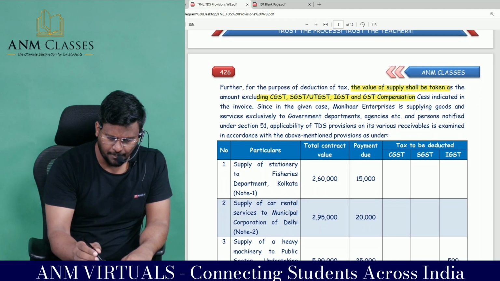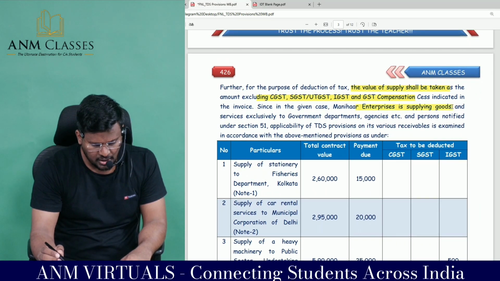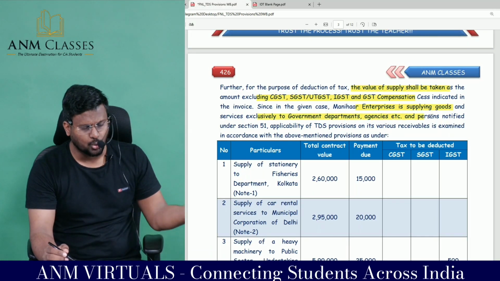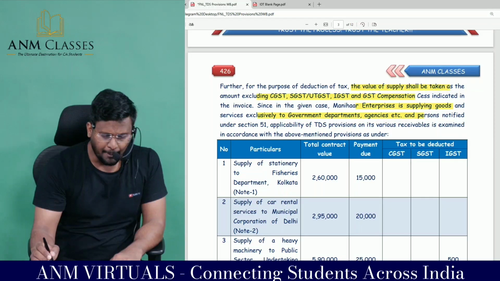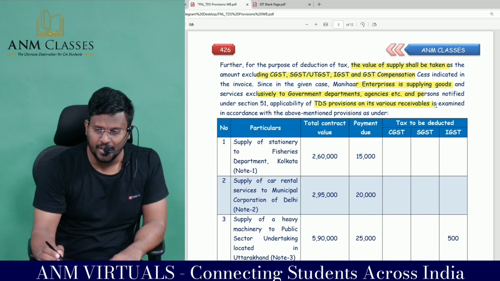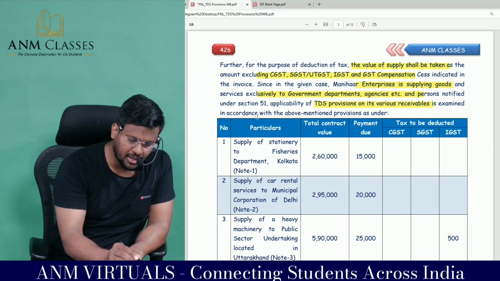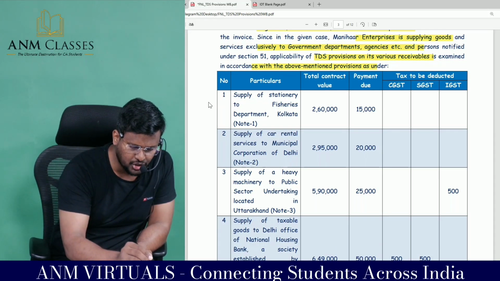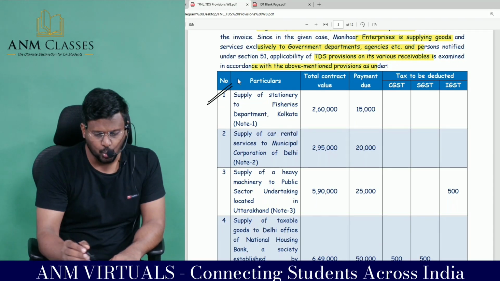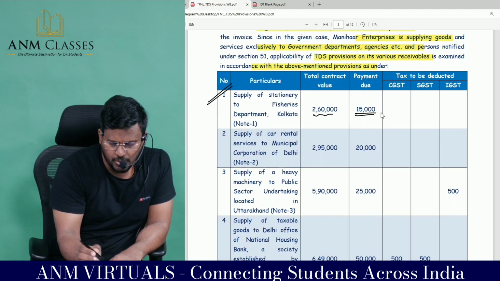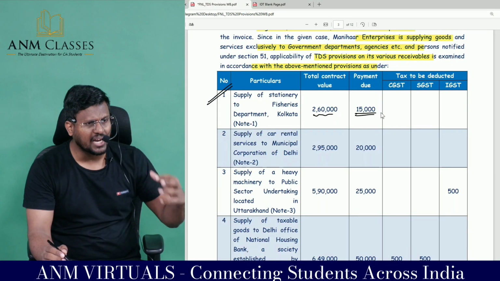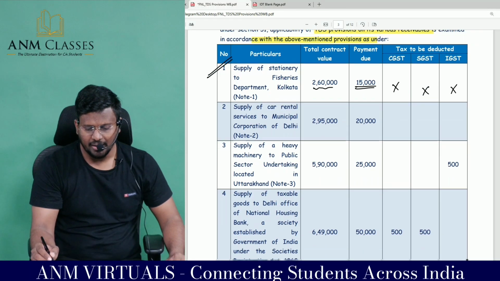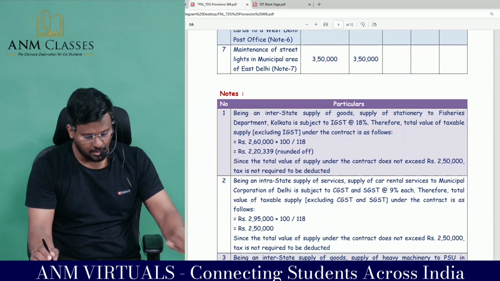Since in the given case, Manihar Enterprises is supplying goods and services exclusively to government departments or agencies and persons notified under section 51, the applicability of TDS provisions on its various receivables is examined in accordance with the above mentioned provisions as under. Supply of stationery to Fisheries Department, Kolkata, 2,50,000. The payment due is 15,000. But since the contract value does not exceed 2,50,000, there is no need to deduct TDS by the recipient.